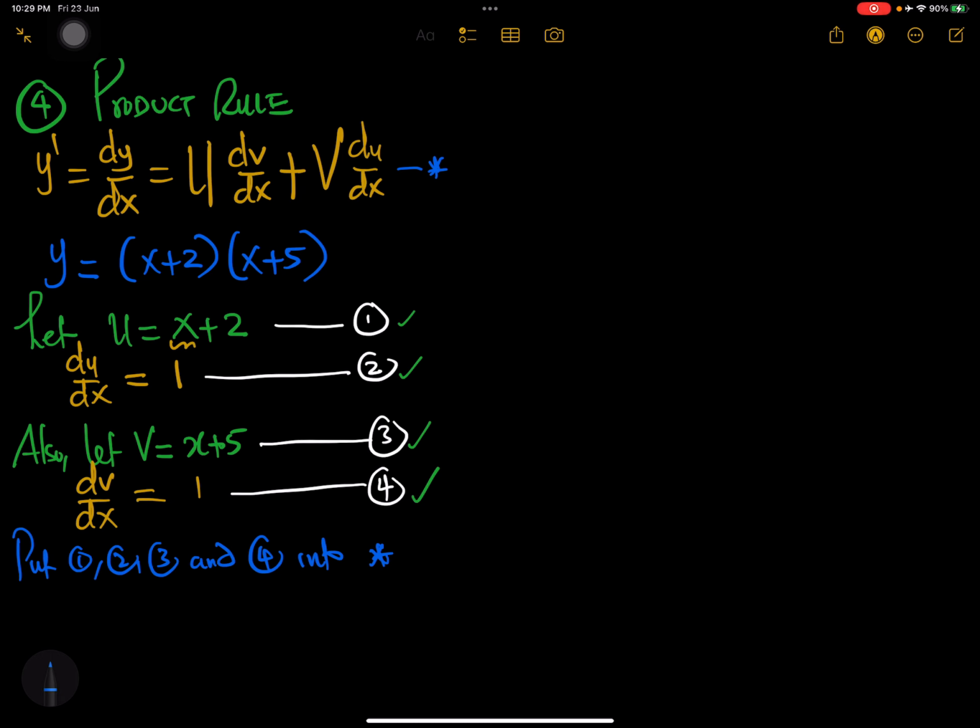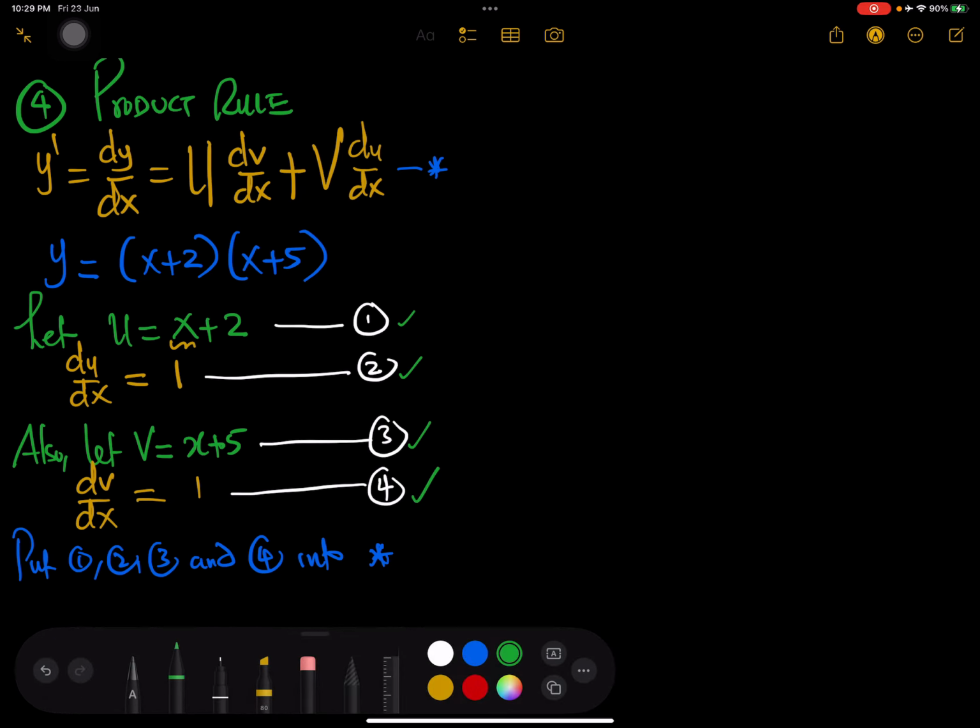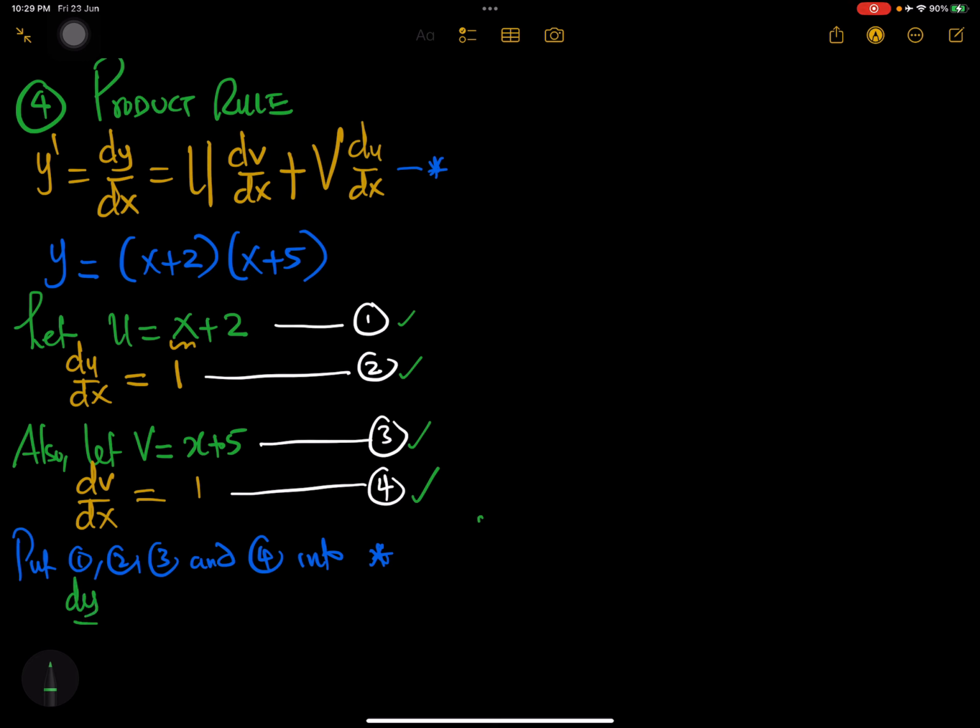And to do this, we're going to have our dy/dx, which is y prime, which is supposed to be u, right? Our u is equation 1, which is x plus 2, multiplying dv/dx. This is our u, multiplying by dv/dx. Where's dv/dx? It's equation 4. It's multiplied by 1, plus our v, which is equation 3, x plus 5, also being multiplied by du/dx, which is equation 2, which is also 1.